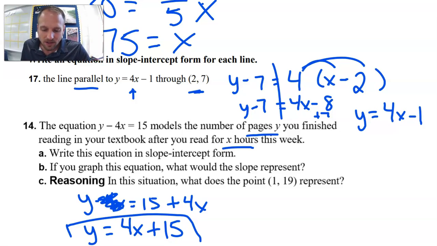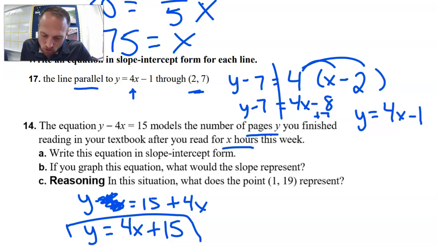Letter B, if you graph this equation, what would the slope represent? Well, it doesn't even matter if we're graphing it or not. What does the slope in this situation mean? What does that 4 mean? Well, slope is how fast something is changing, how fast something is going. What are we doing here? We are reading. 4 means we are reading 4 pages per hour. This must be a tough textbook if we're only reading 4 pages per hour. But letter B, the slope is we read 4 pages per hour.